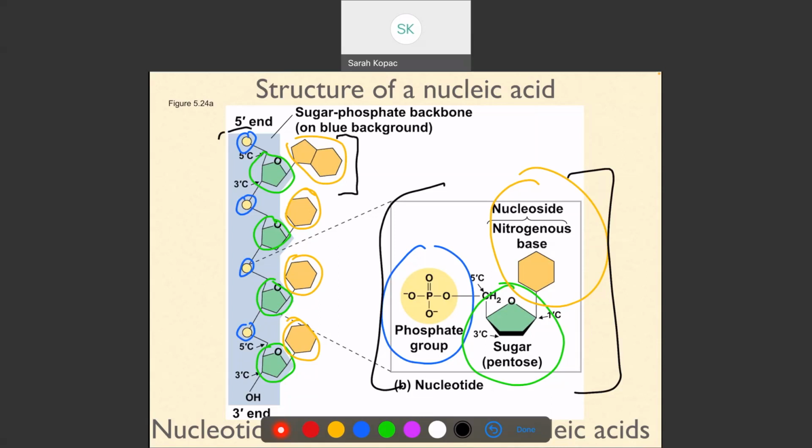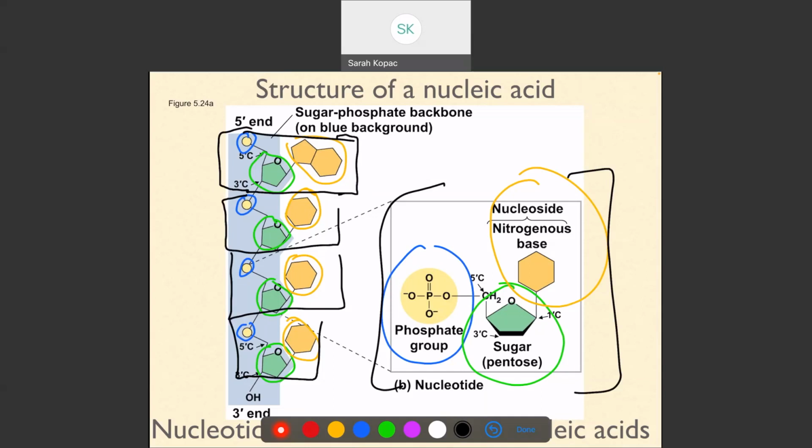Now let me highlight the individual monomers for you in this polymer. So this is one monomer. This is another monomer. This is a third monomer, and then this is our fourth monomer. So this polymer is a string of 4 nucleotides, and we see they're identical except for the nitrogenous bases in them.